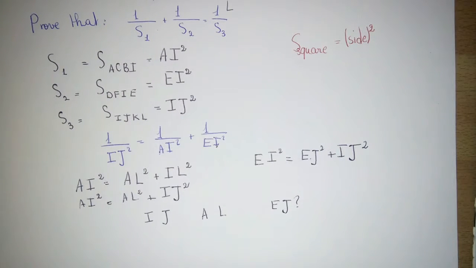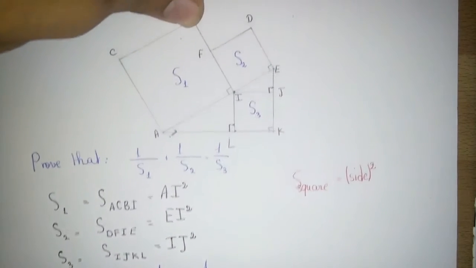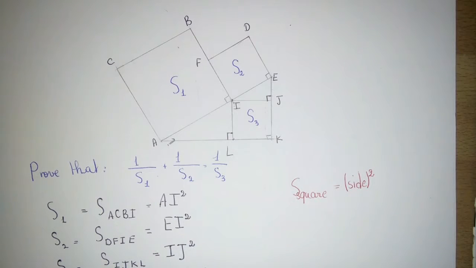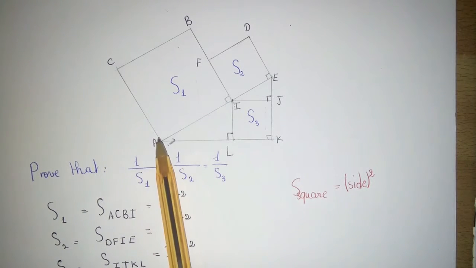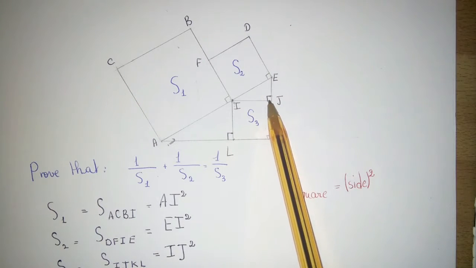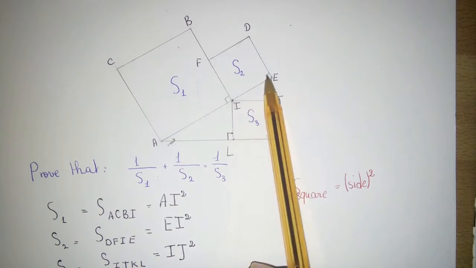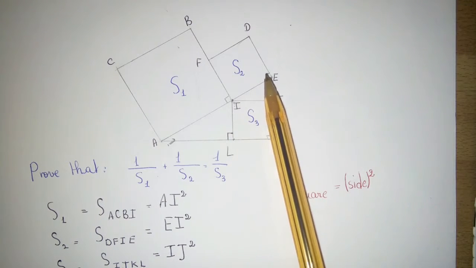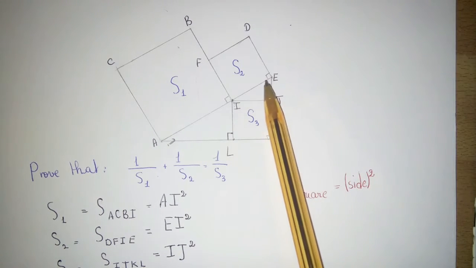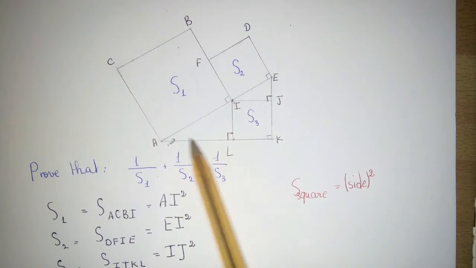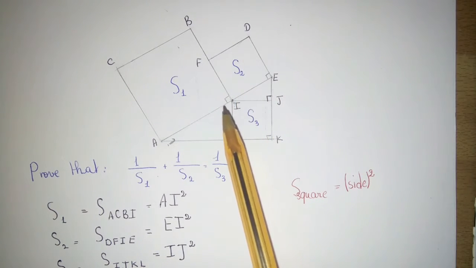Finding the formula that links the side lengths IJ, AL, and EJ is a little bit tough, but we need a careful look back at our shape. If we take a look at AL and EJ, these two belong to two right angle triangles, and so maybe these triangles are similar. Is that true?